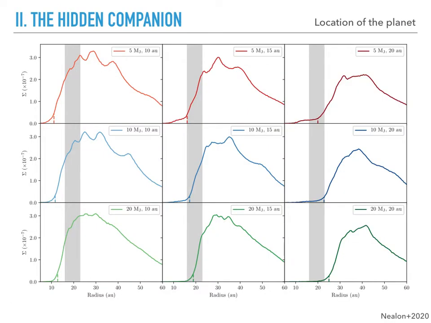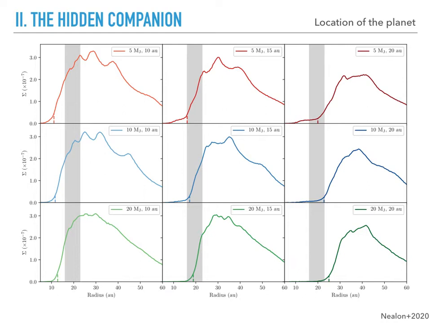We can simplify this representation with surface density profiles, which show the azimuthally averaged density as a function of the radius. And we had 9 different combinations on the previous slide, so here we have 9 different surface density profiles. In each panel, the small vertical line represents where the surface density is 10% of its maximum value, and the grey box represents our constraint from the observations.